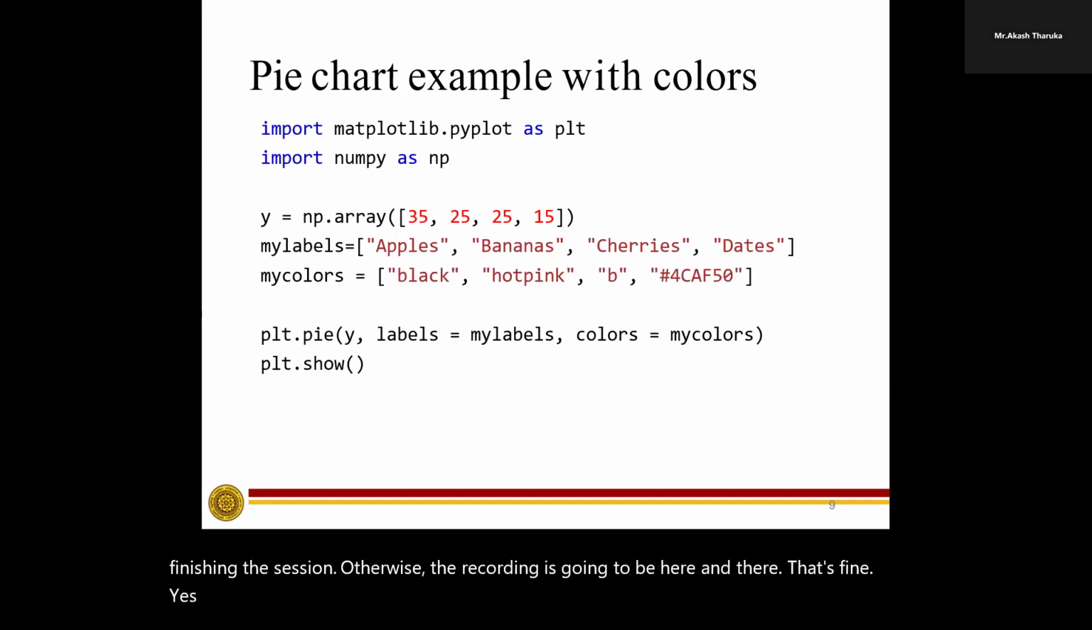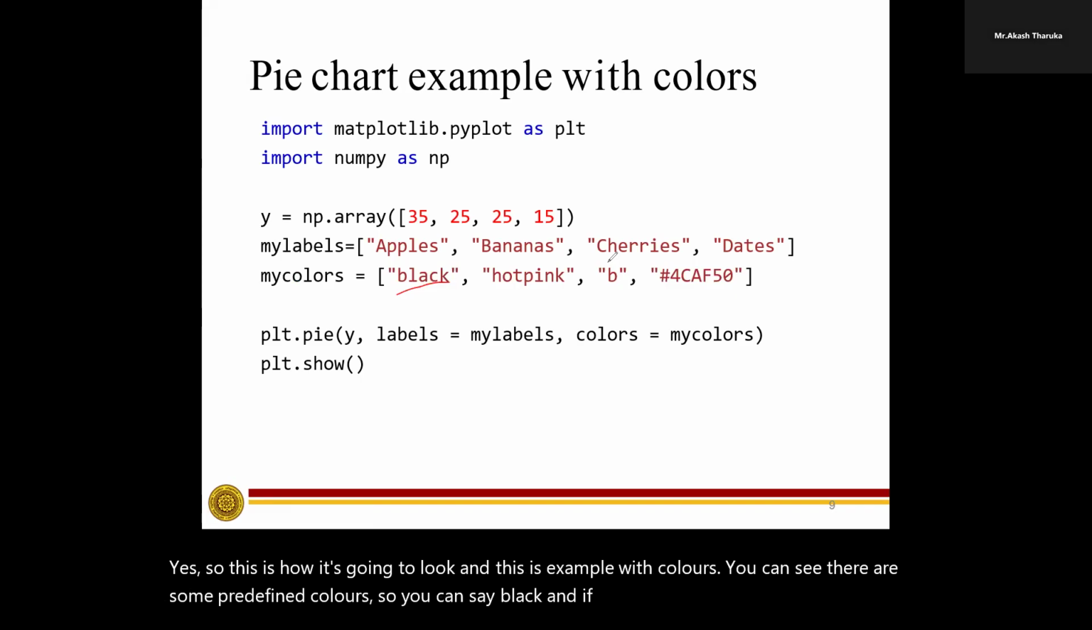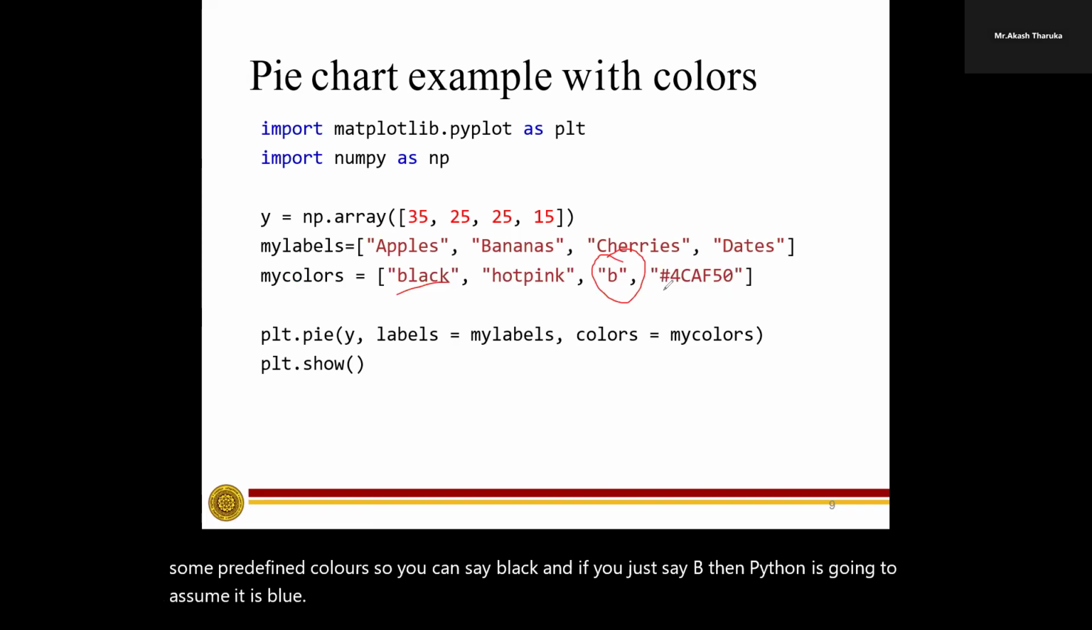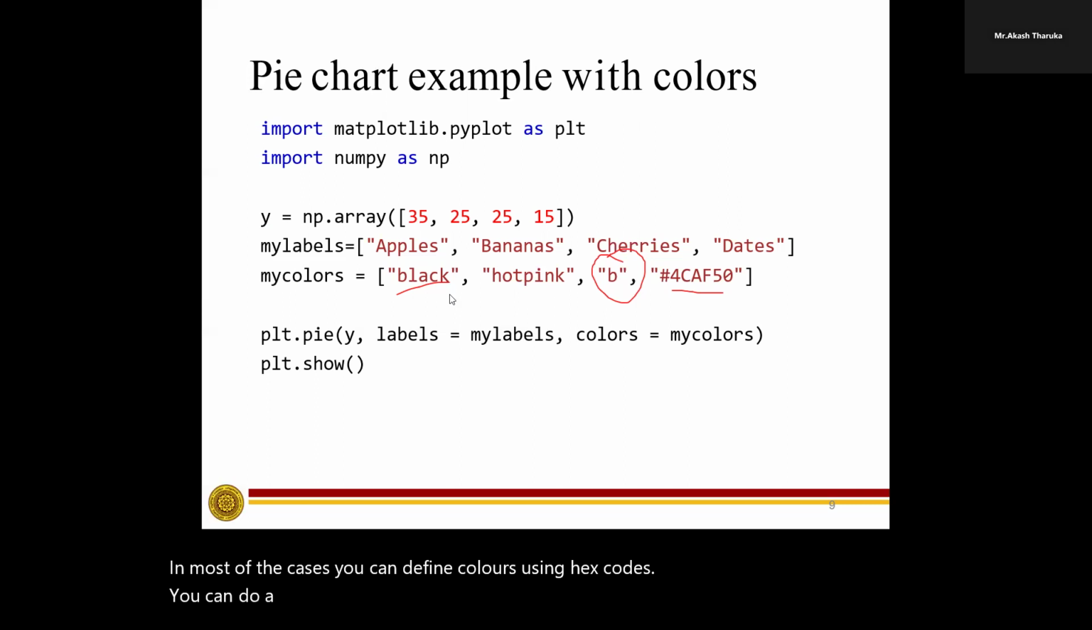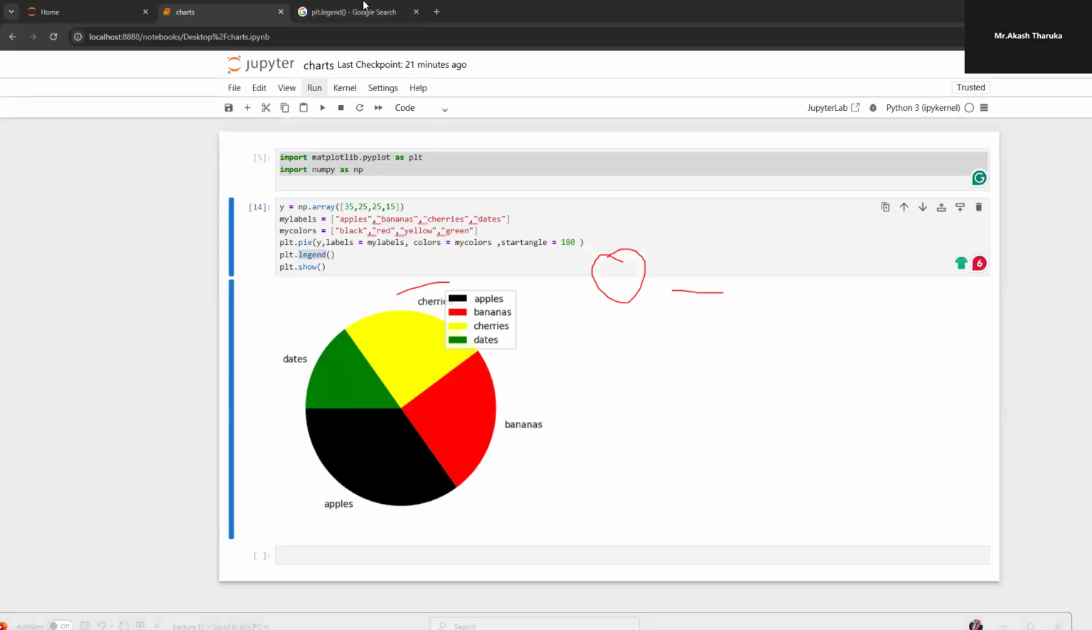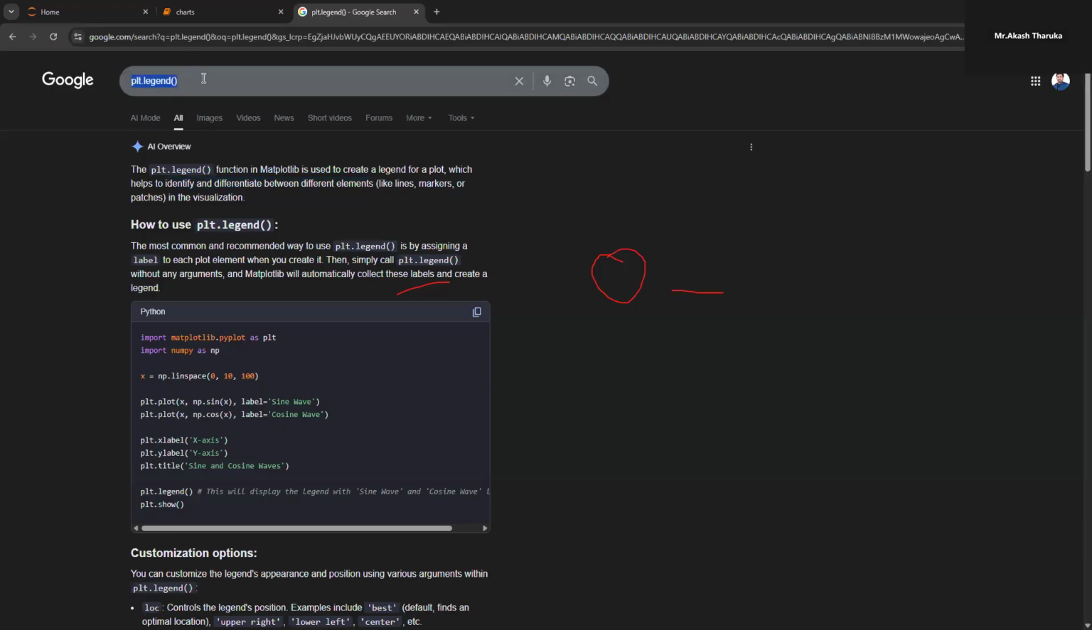Yes, so this is how it's going to look. And this is an example with colors. You can see there are some predefined colors. So you can say black. And if you just say B, then Python is going to assume it is blue, right? Or you can use hexadecimal codes, because in most cases you can define colors using hex codes. It's very popular. You can just search hex codes for colors, and you can select whatever color you want.